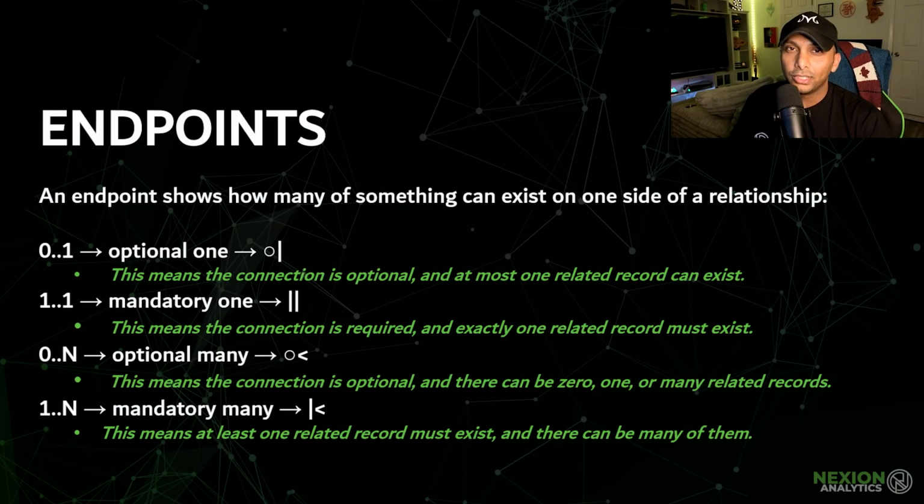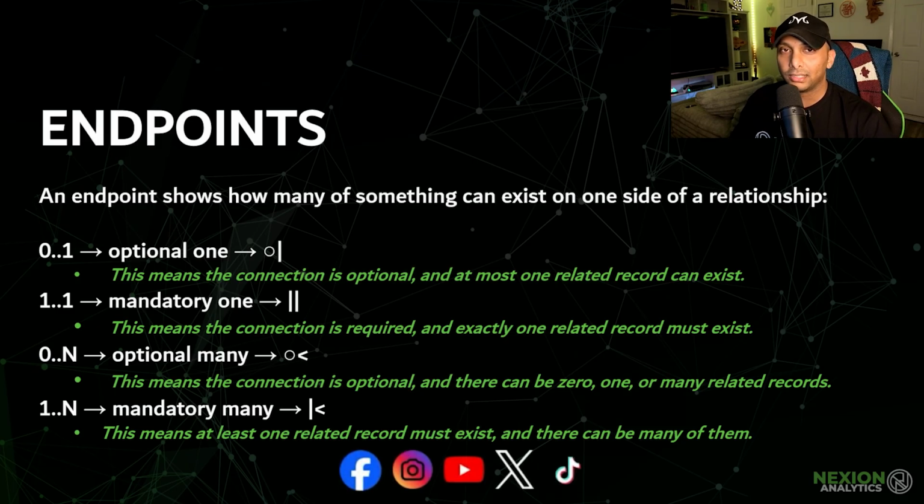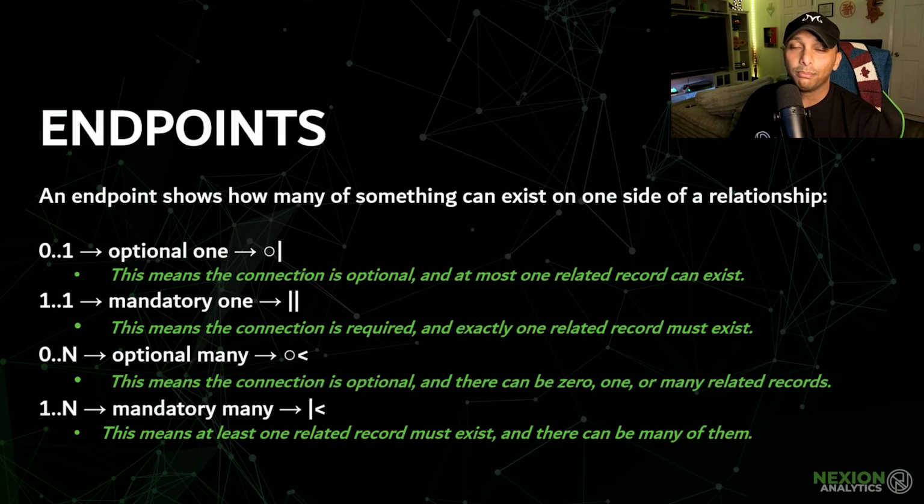All right, so all the crow's feet that we're going to talk about today are actually called endpoints, right? So endpoints are what actually connect to the tables and what they represent. There are 4 different main types. First one is optional one. Second is mandatory one. Third is optional many. And fourth is mandatory many.